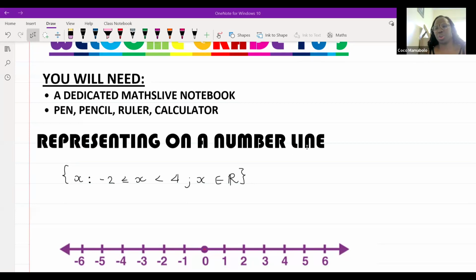We are all just drawing the set that ma'am has put on the screen on our number line. So you can draw a quick number line and just tell us what you think it should look like.